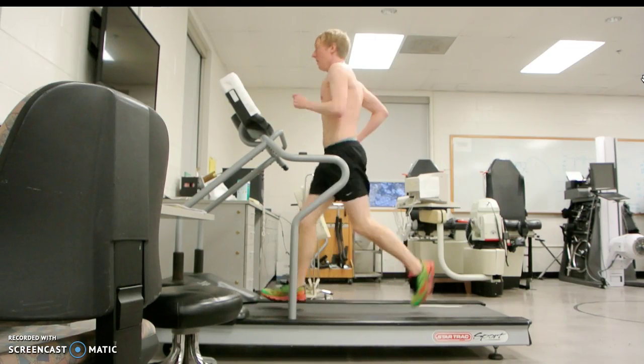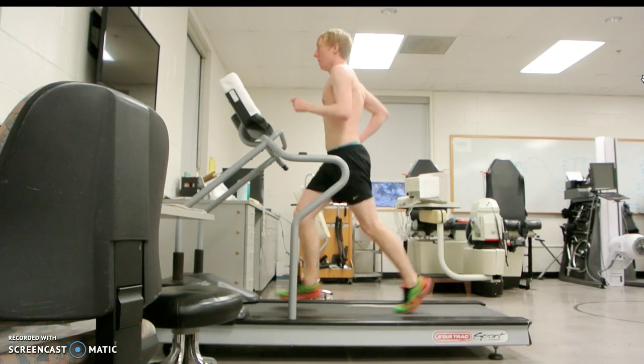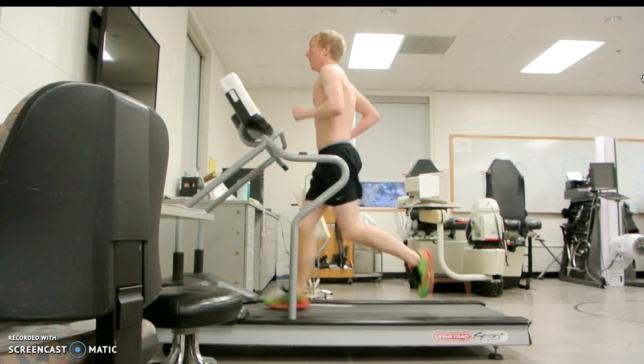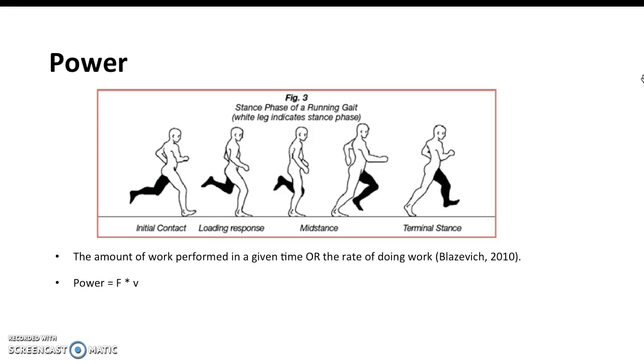The total work of the runner can be calculated if we combine the total force and the total distance traveled of the entire run. Work is constantly being done throughout the running gait cycle because the person is constantly moving forward, relative to the treadmill, giving a positive work amount. Power, however, is being produced only during the stance phase, or ground contact, of the running gait cycle.